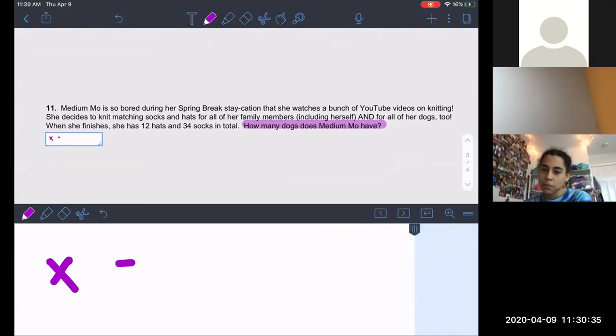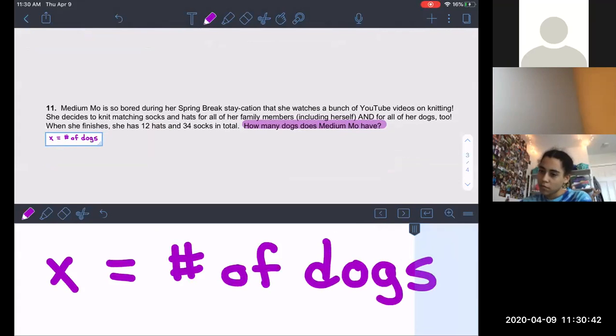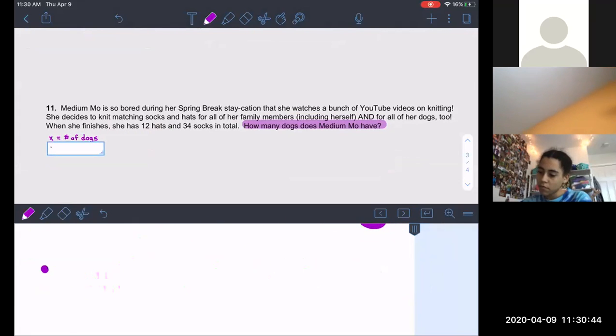So let's write this down first. X equals number of dogs. So what do you think our other variable y is going to represent in this problem?